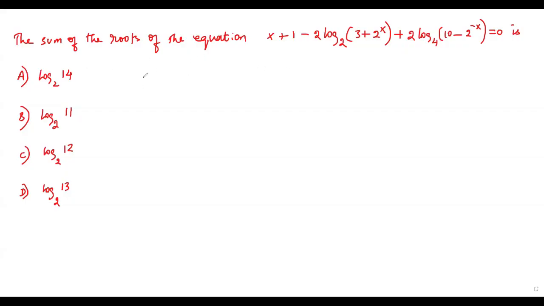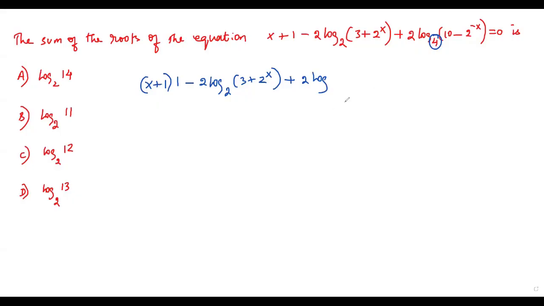Okay, in my first step, in this equation, I'm going to write this x + 1 as a product, x + 1 times 1. Let me write over here. Even when I multiply this x + 1 by 1, I'm still getting the same thing. Then we get − 2 log base 2 of (3 + 2^x) + 2 times a log, where the base is 4.